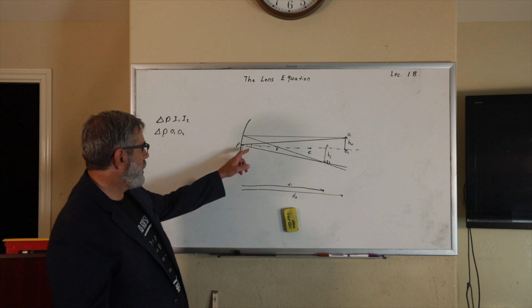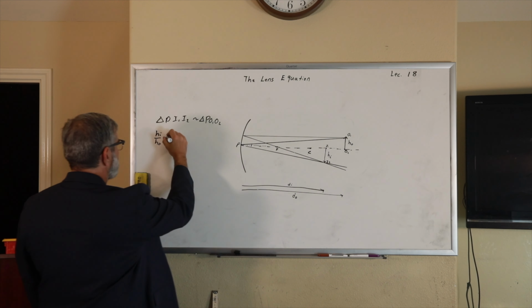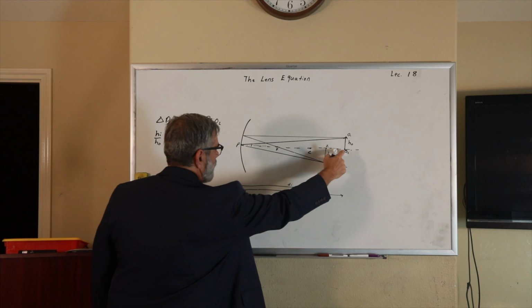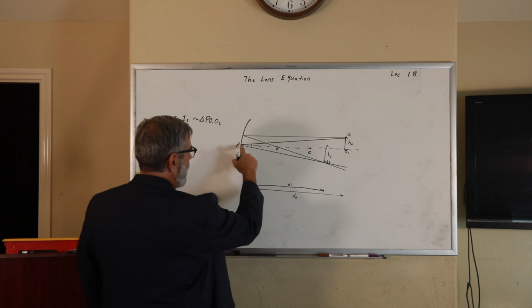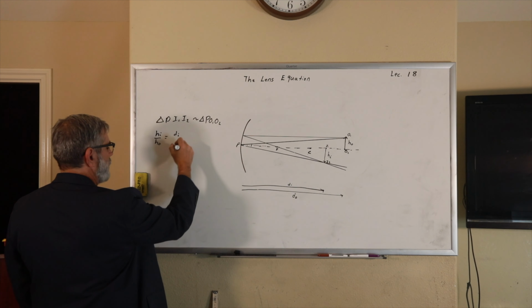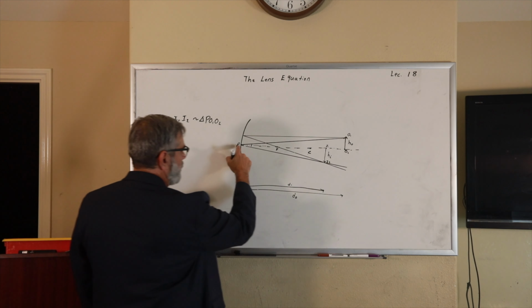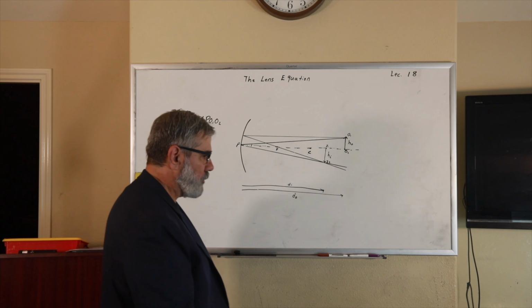And what does that tell us? That tells us that HI over HO, this distance over this distance, will be the same as the distance from P to O2, which is the object distance. HI over HO will be the same as the distance from P to I1, which we call D sub I, the image distance, over the object distance from P to O2, which is DO. Okay, well that's useful. But we need to find another triangle in here.